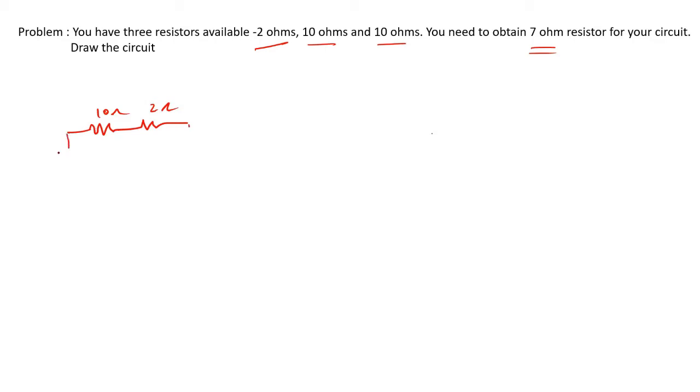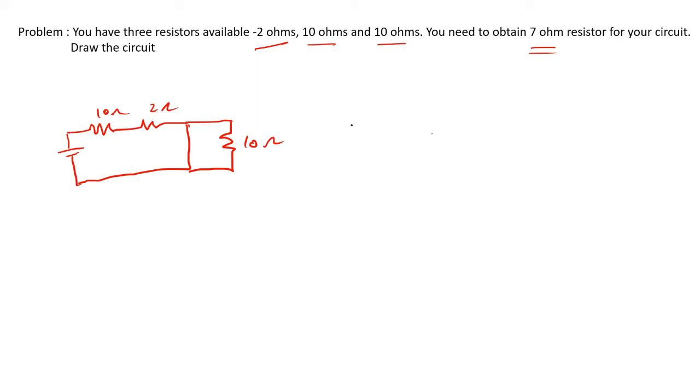Okay, the third resistance will be in parallel, connected to both. So you want to say like this, and this is the third 10 ohms. Yes, sir. So will it give me 12 ohms? Sorry, 7 ohms. Is this what you're saying, right? Mm, yes, sir. Is this circuit correct?